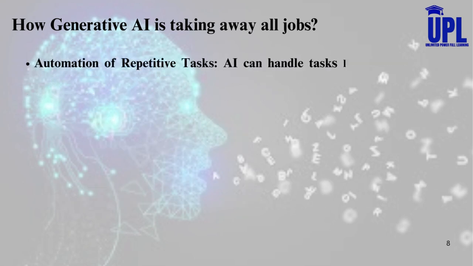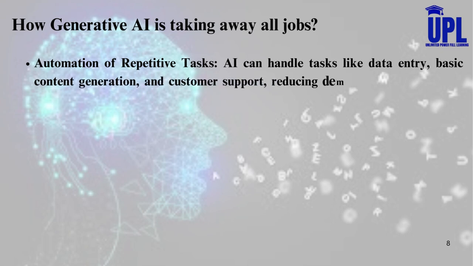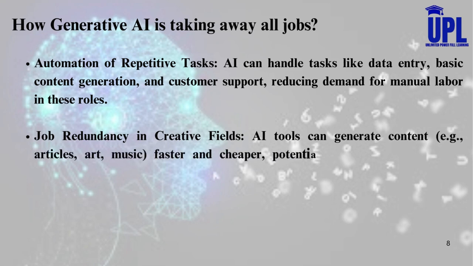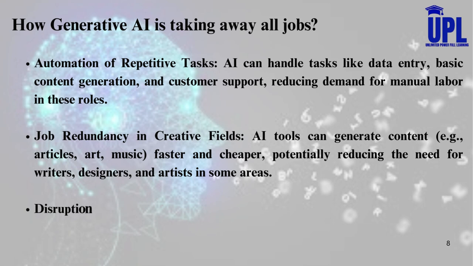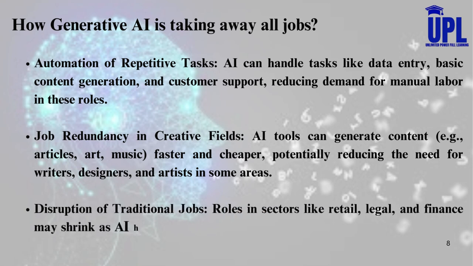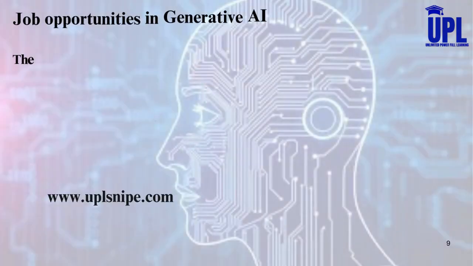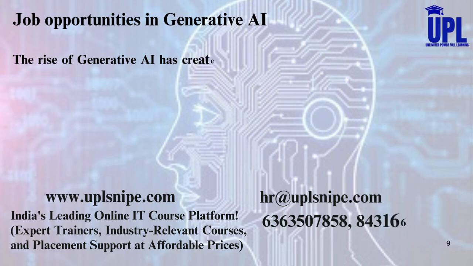Automation of repetitive tasks. AI can handle tasks like data entry, basic content generation, and customer support, reducing demand for manual labor in these roles. Job redundancy in creative fields: AI tools can generate content, e.g., articles, art, music, faster and cheaper, potentially reducing the need for writers, designers, and artists in some areas. Disruption of traditional jobs: roles in sectors like retail, legal, and finance may shrink as AI handles processes like document review, contract generation, and customer service.